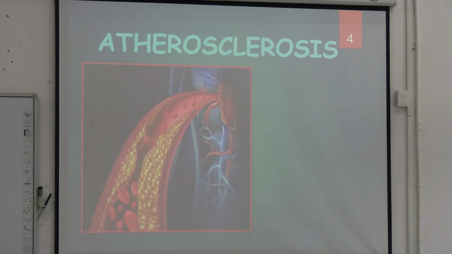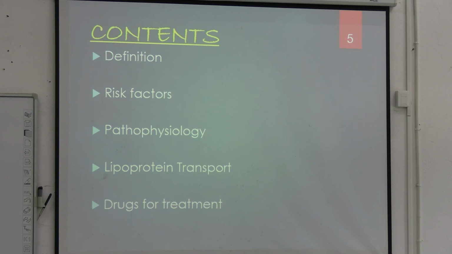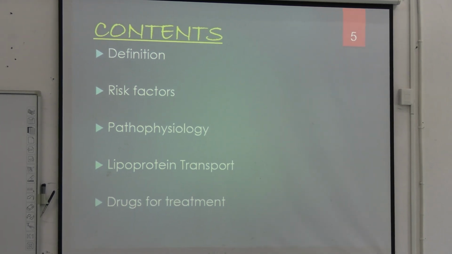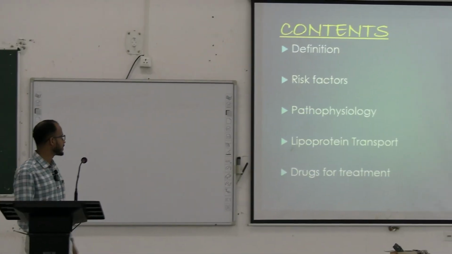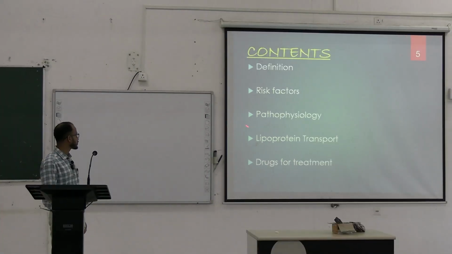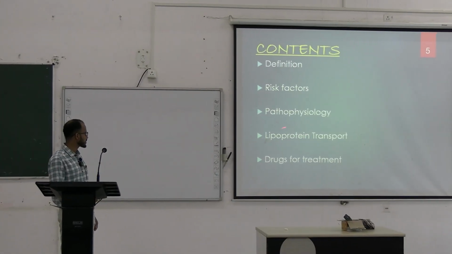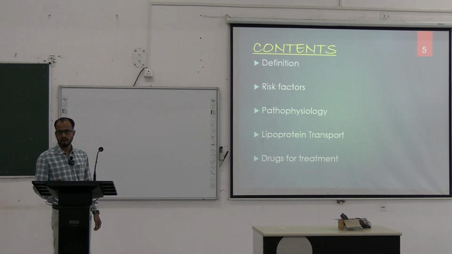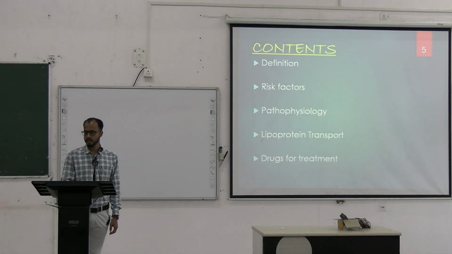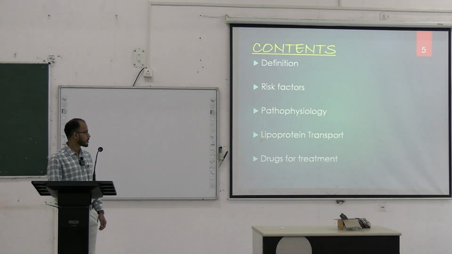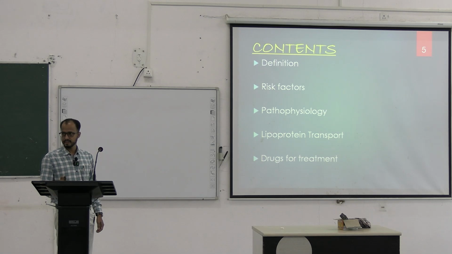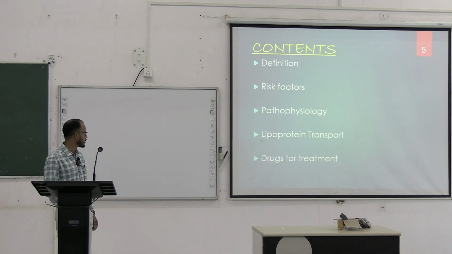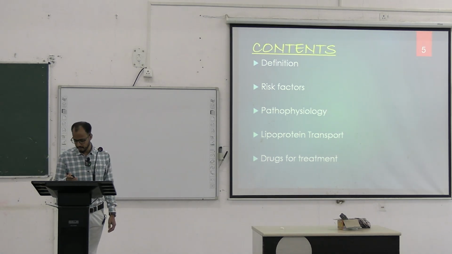So, today's topic is risk factors. The major risk factor of ischemic heart disease is atherosclerosis. So, I will discuss in detail about atherosclerosis. These things you must know after the class: risk factors, pathophysiology of atherosclerosis, and to some extent lipoprotein transport. You have already learned about the lipoprotein cycle in biochemistry, I think. Okay. I will discuss only the medicine-related part of lipoprotein transport and the drugs for treatment of hyperlipidemia.